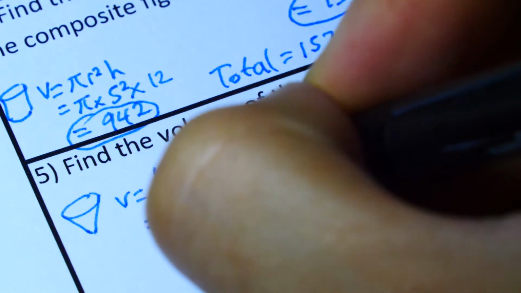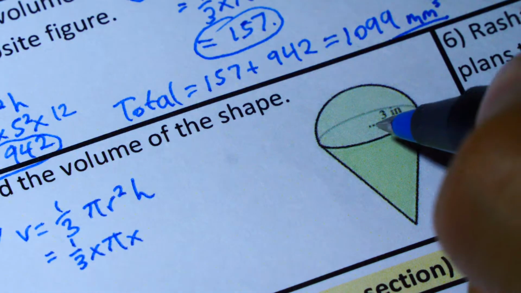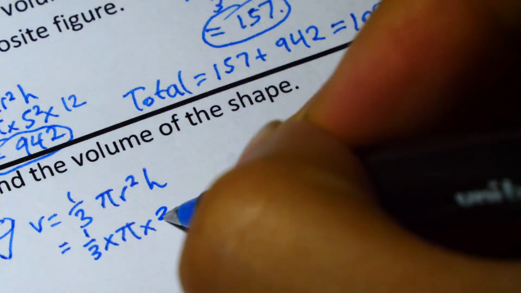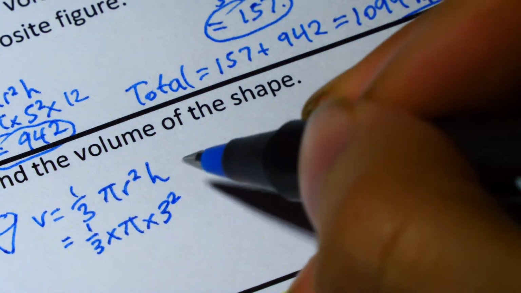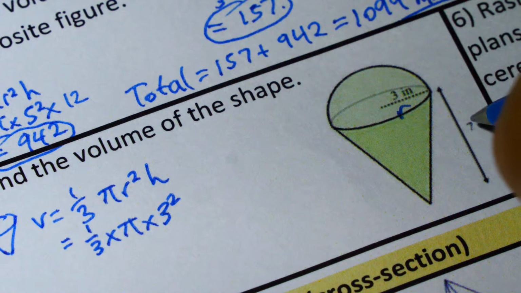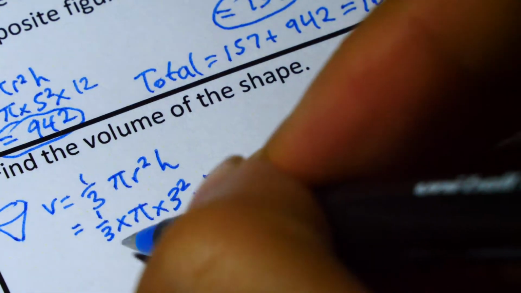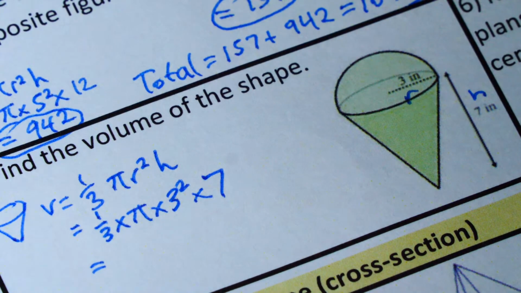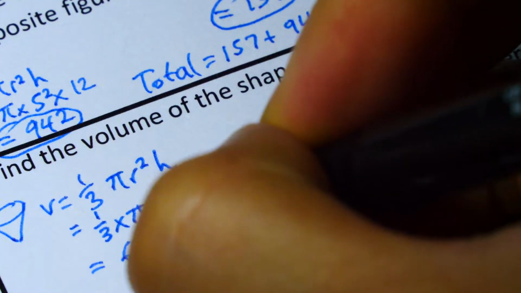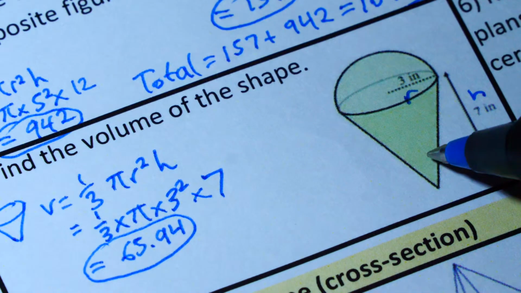Which is 1/3 times pi times r squared. R is 3, so 3 squared times h. The height of this cone is 7, times 7 equals 65.94. Okay, this is the volume of the cone.